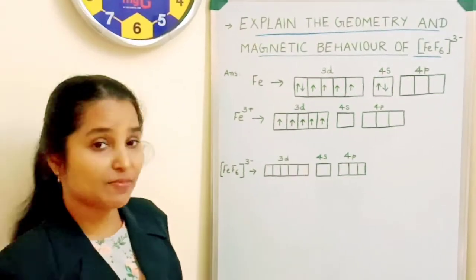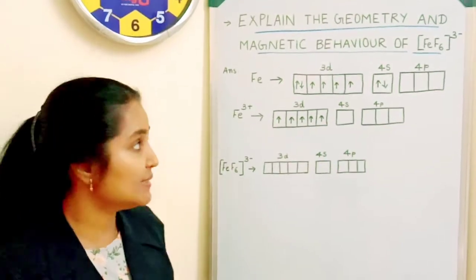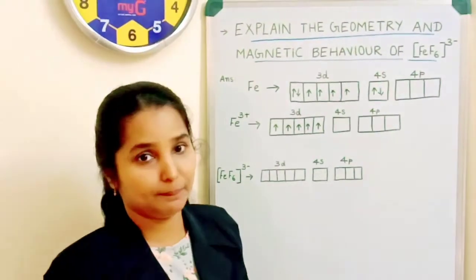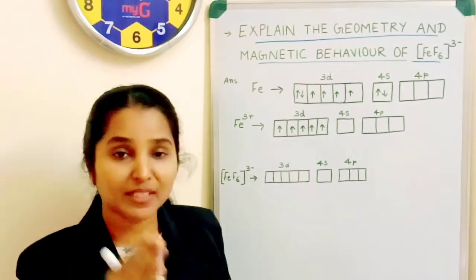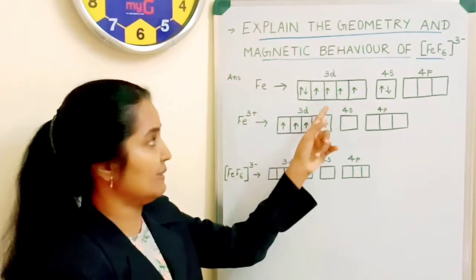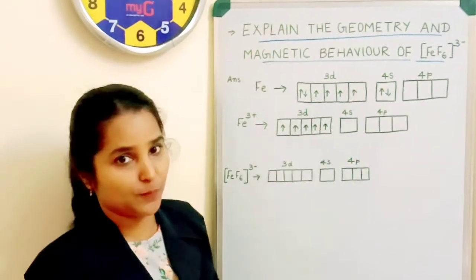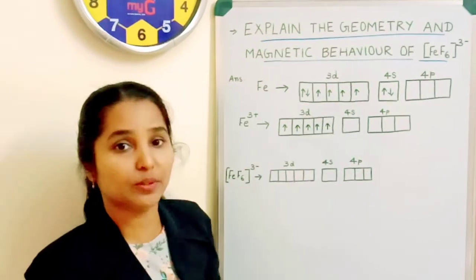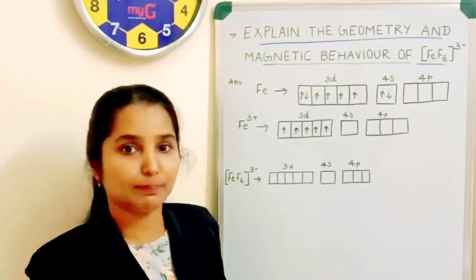First thing, as we have already explained in the previous sessions, to know the central metal atom or ion, that is Fe here. Fe is having the atomic number 26. So it will have the outer electronic configuration 3d6 4s2. That we have arranged according to Hund's rule of maximum multiplicity.